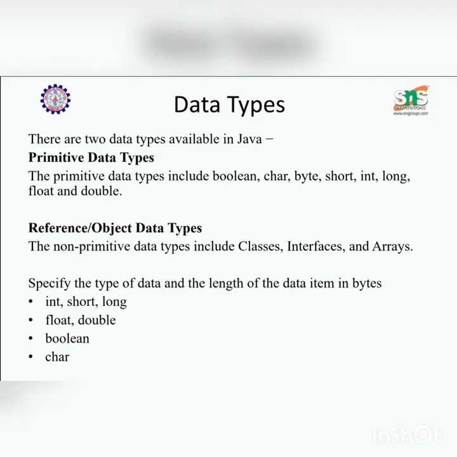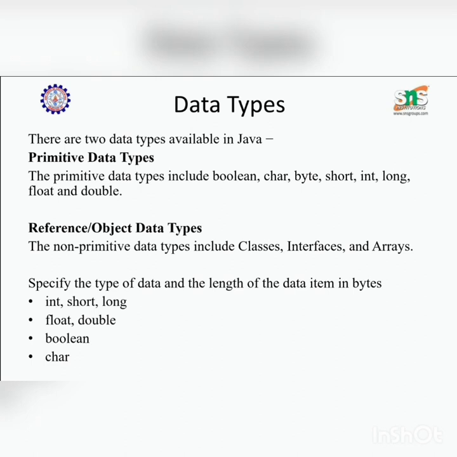As I am an assistant professor in the Department of AIDS, today we are going to learn about the topic of data types in Java. There are 2 data types available in Java. One is the primitive data type and the other one is the non-primitive data type. What is meant by primitive? The primitive data types include boolean, char, byte, short, int, long, float and double. The non-primitive data types include classes, interfaces and arrays.